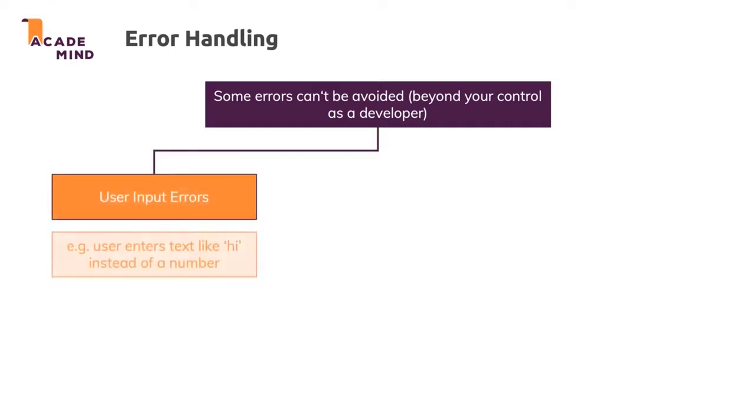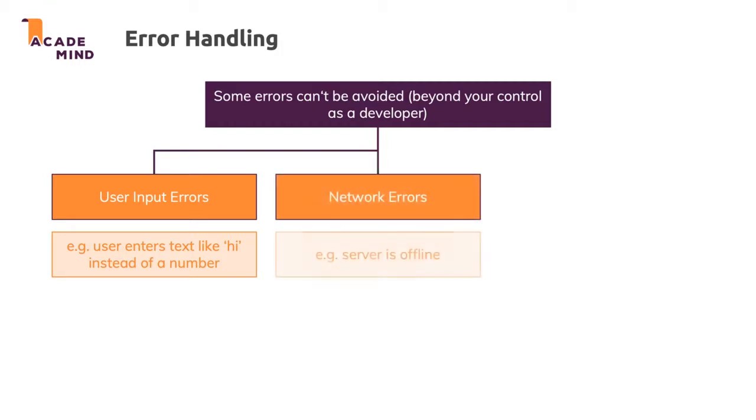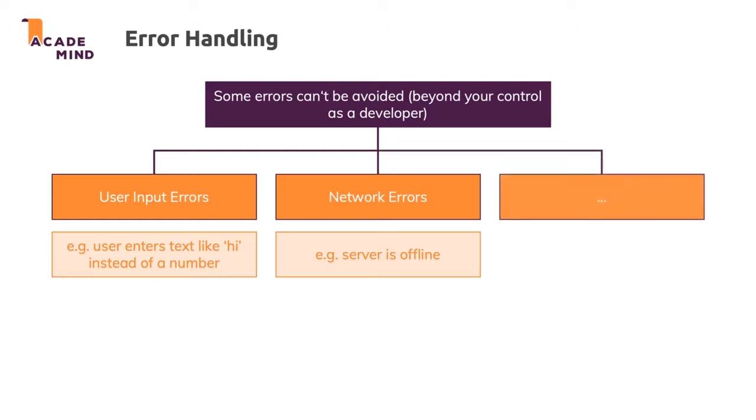For example, user input errors, that a user enters text like hi in a field where you expect a number. Or network errors, that you're maybe communicating with some server, something we haven't done yet but which we'll do later down in the course, and that server is offline. Or something like that. So basically things where you have no chance of ruling out that this problem occurs because you can't control what a user types into the input field.